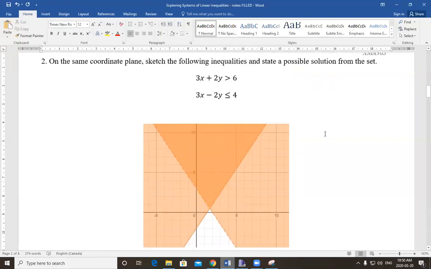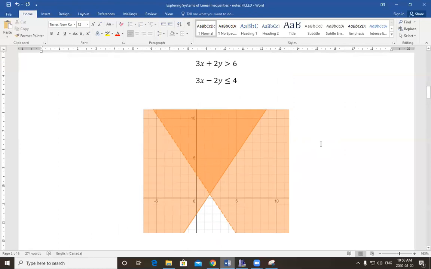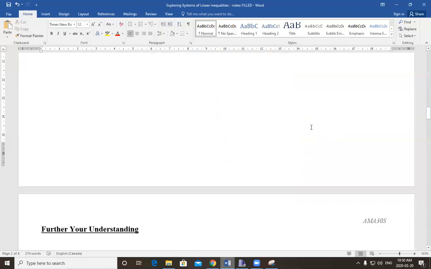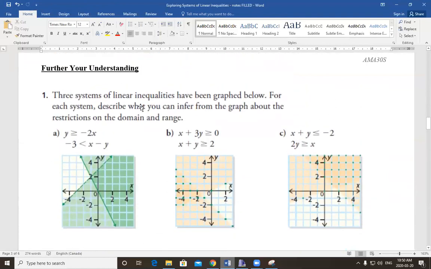So hopefully you now see how we graph a system of linear inequalities through Desmos and putting it into a Word document to show our graph. So now, to further your understanding, I would leave this to you for homework. Three systems of linear inequalities have been graphed. For each system, describe what you can infer from the graph about the restrictions on the domain and range.